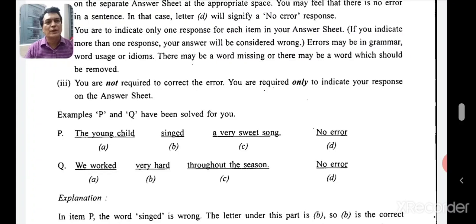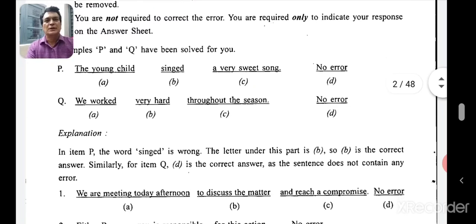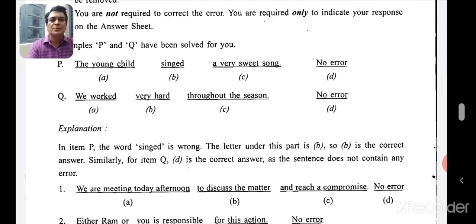You are not required to correct the error. You are required only to indicate your response on the answer sheet. So let's see these examples. The young child sang a very sweet song, no error. And we worked very hard throughout the season. In the case of these two examples, in the first item, it's quite clear what is wrong there, singed, because the past tense of sing is sang. Now in the case of the second one, we worked very hard throughout the season. So what is the answer there? Answer is D, because there is no error.